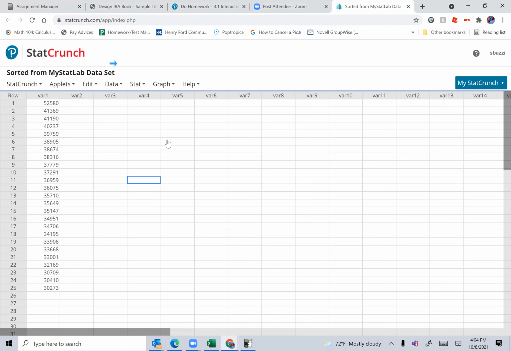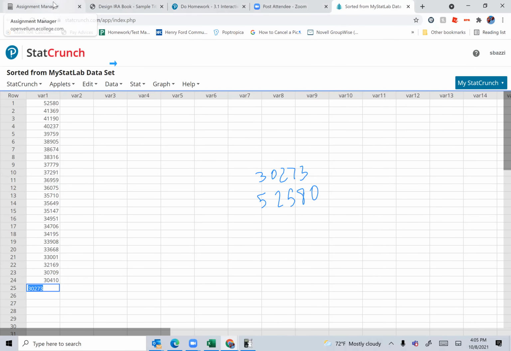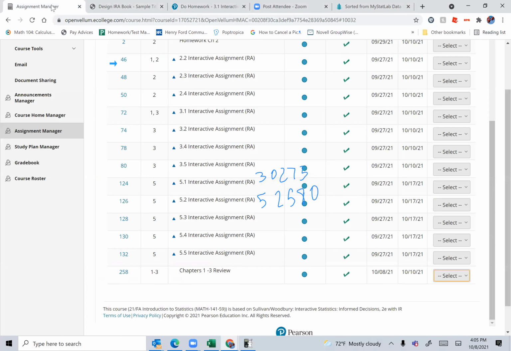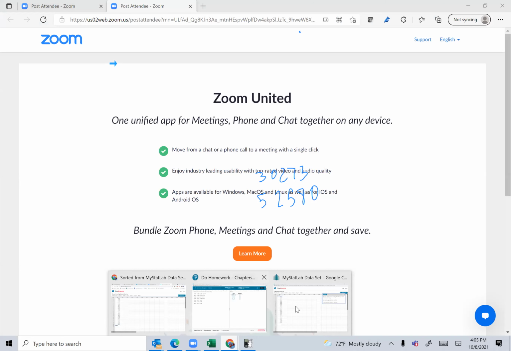So you can see the data is sorted, guys. This is the lowest value, remember, at 30,273. And the largest one, I'm going to write it down. You can see it's at the top, 52,580. Let me go back to our exercise. Assignment manager. It's in a different window at the bottom. Yeah, right here. You got it.